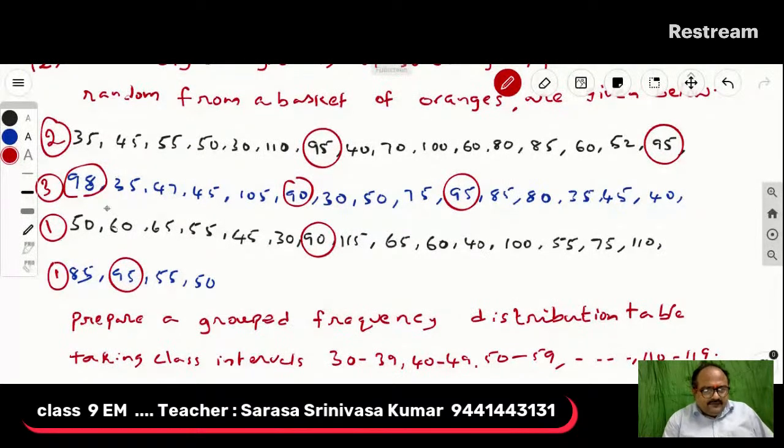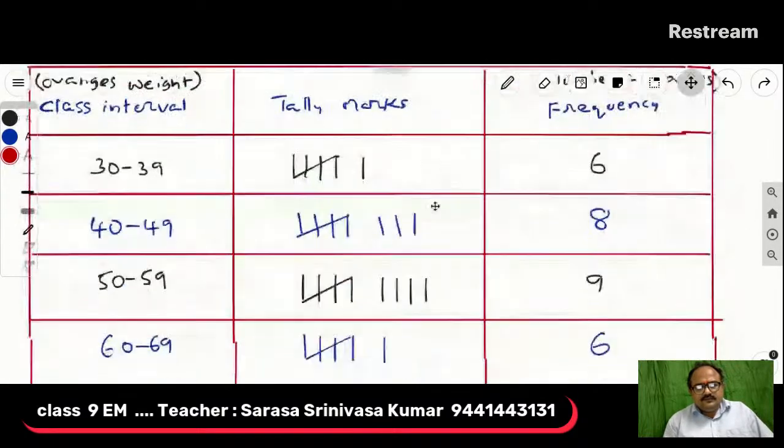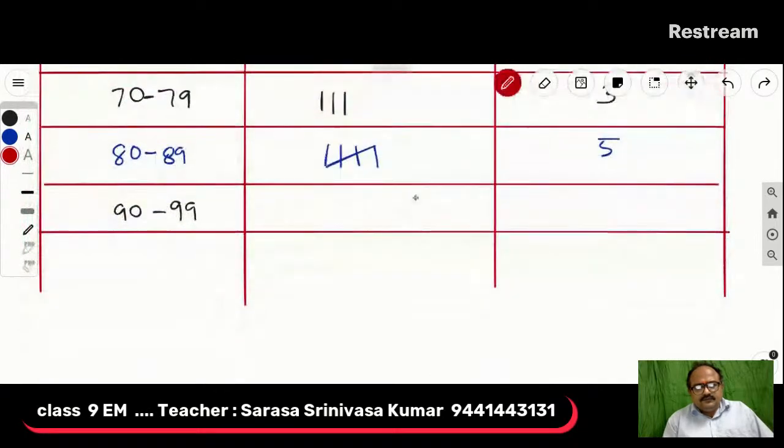So in total, how many oranges are there? 2 plus 3 is 5, 5 plus 1 is 6, 6 plus 1 is 7. So what is the frequency for this class interval 90 to 99? The frequency is 7. So we note this down. Here we write the frequency of this class interval is 7.